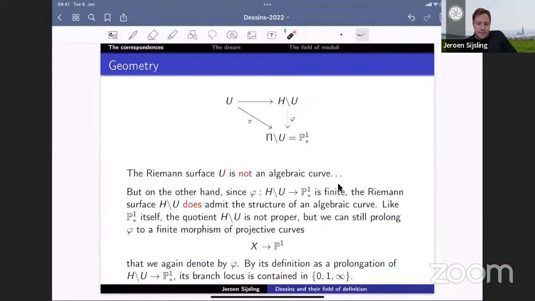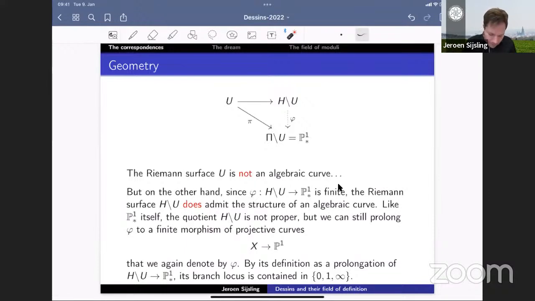Now, this algebraic curve is not proper, by which I mean there are points missing. You can still compactify it and you will get additional points. But that is fine. We have constructed our phi here, and it goes to P1 star, which also itself misses 3 points. But it turns out that you can complete such a morphism by the usual dictionary between field extensions, or function fields, and morphisms of smooth projective curves.